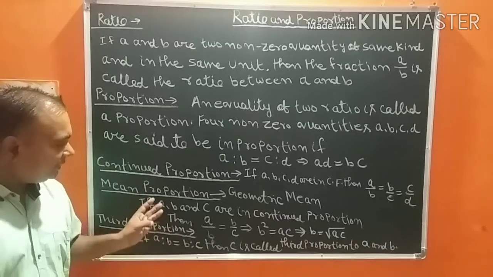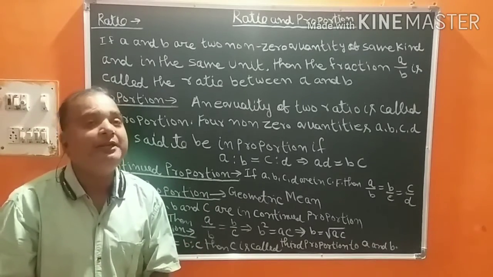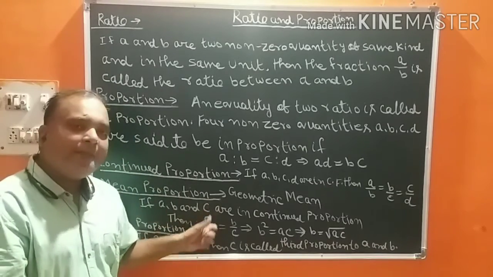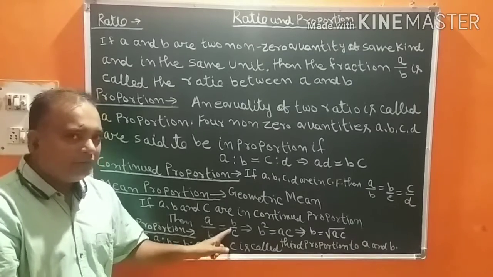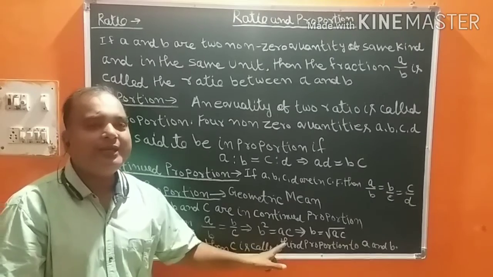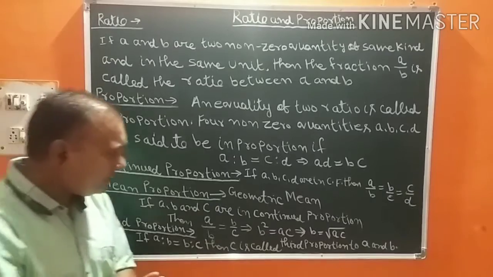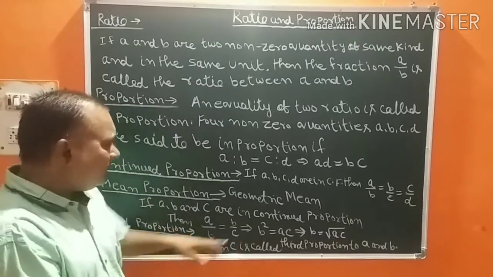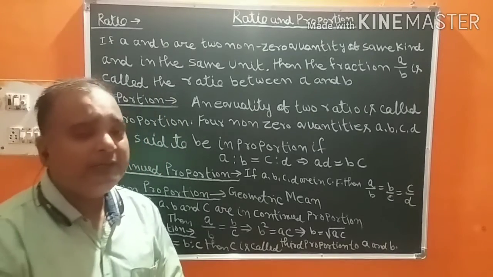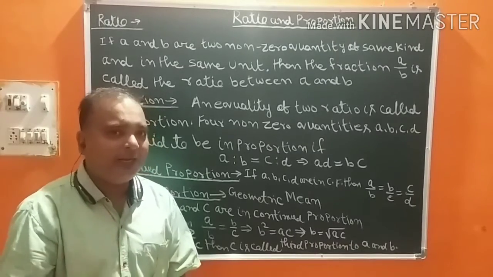Now, the next topic is mean proportion, or we can also say geometric mean. If there are three quantities A, B and C, and A, B, C are in continued proportion, then by the property of continued proportion, we can write A upon B equal to B upon C. When we cross multiply, that is B square equal to AC, or we can write B equal to under root AC. So we can say B is the mean proportion between A and C. I repeat, B is the mean proportion or geometric mean between A and C.